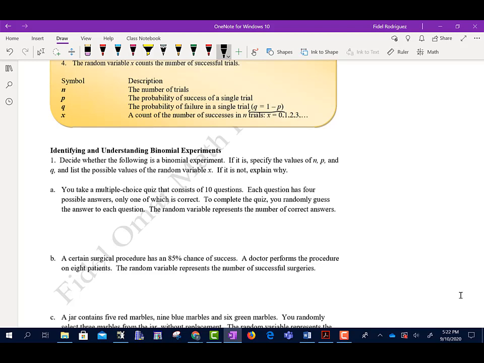Okay, so let's see if we can figure this out. n. Remember what n stands for, the number of trials, right? So how many questions do we have? We have 10, so n's going to be 10. p, the probability that we get this correct, okay? So it says each question has 4 possible answers, right? So the probability that I'm going to get it correct would be 1/4 or 0.25, okay?